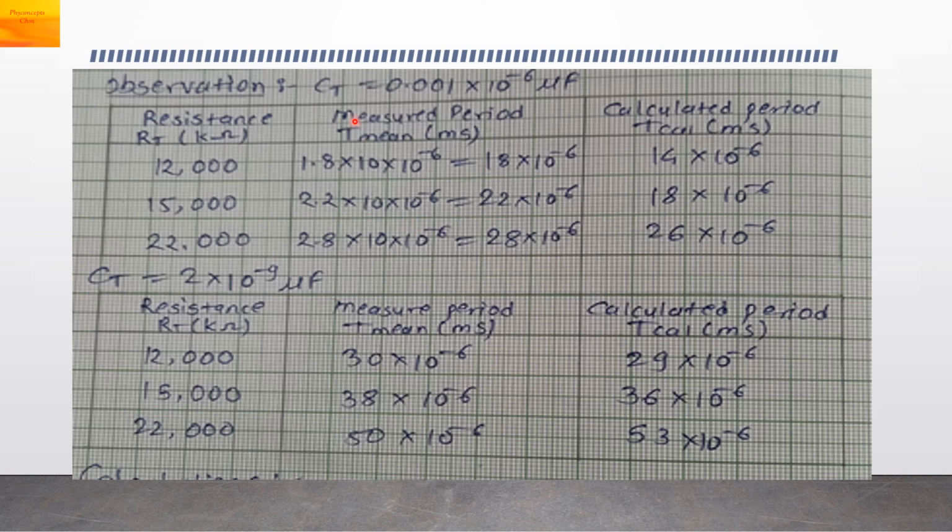So these are the readings for CT equal to 0.001 microfarad. We are changing the RT resistance and noting down the time period, and also we are calculating it. Again you can change the capacitance and repeat the same thing.